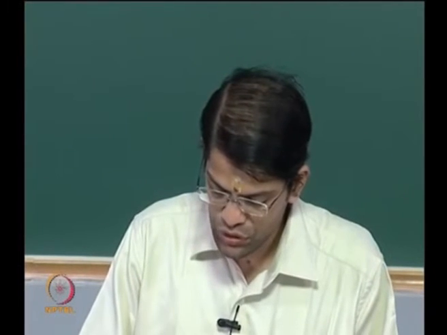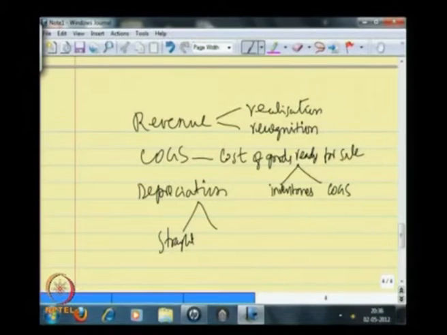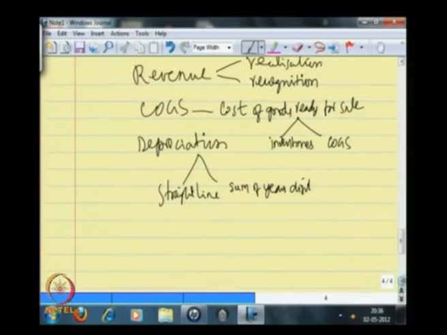The depreciation also we discussed on how there are 2 methods, the straight line and sum of years digit. 2 ways by which an asset can be depreciated. So, these are the 3 special cases that we also discussed at length.